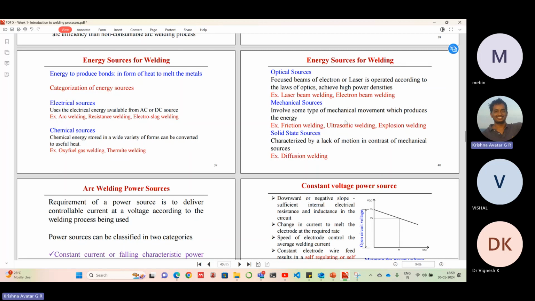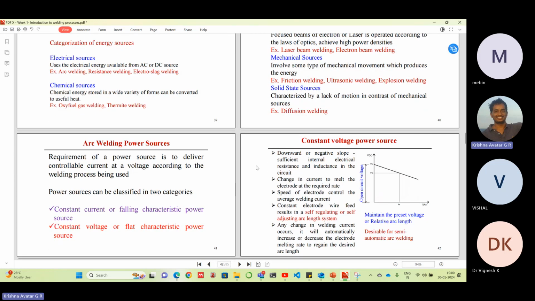In mechanical sources, we can utilize mechanical movement. Say if one surface is rubbing on the other surface at very high pressure, this would also result in heat due to friction. And we could also use explosions to create enough energy for the weld to form. And these solid state sources are characterized by the lack of motion in contrast to mechanical processes.